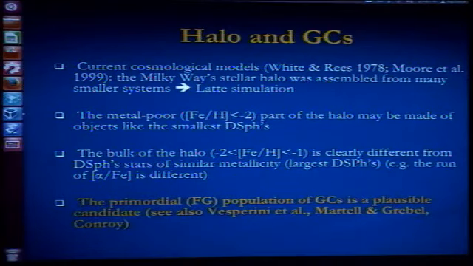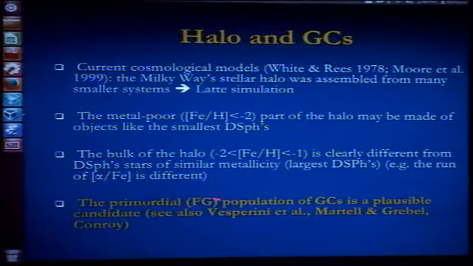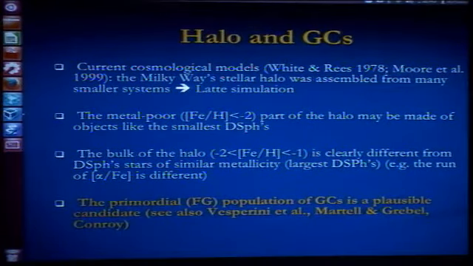The difference is, for instance, very clearly seen in the alpha to iron ratio, which is very different, and implies that the bulk of the halo formed much faster than the typical population of the dwarf spheroidals that we see now. So an idea is maybe that the first generation of globular clusters is telling you about what the halo population, the halo formation, was.